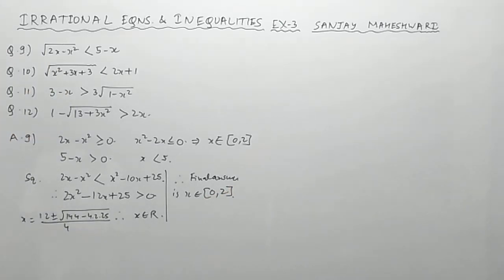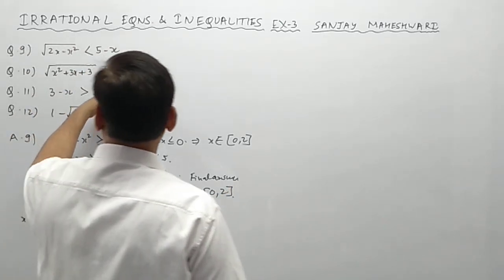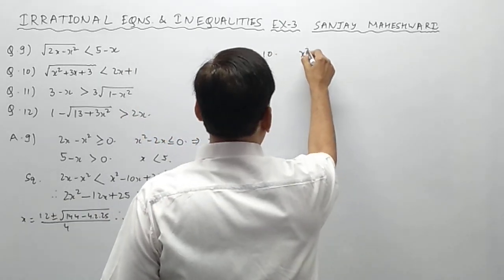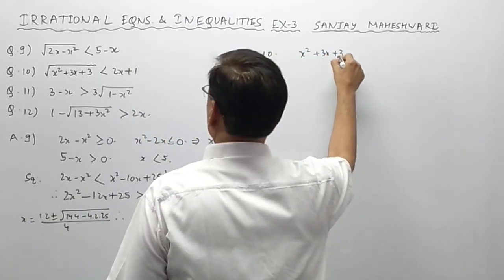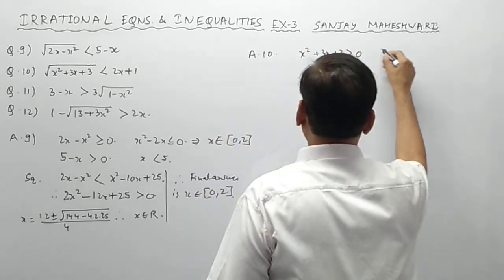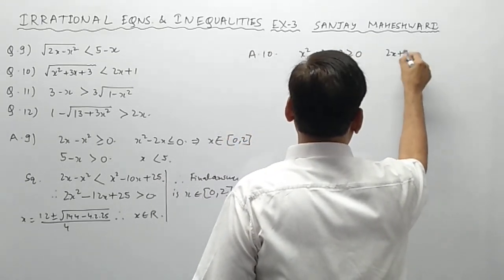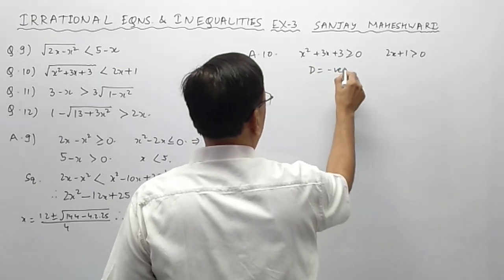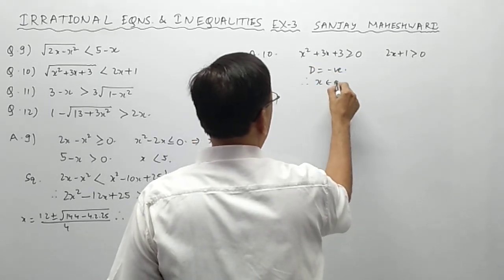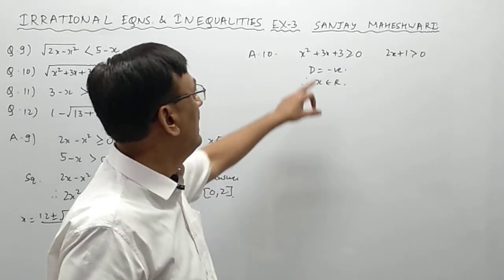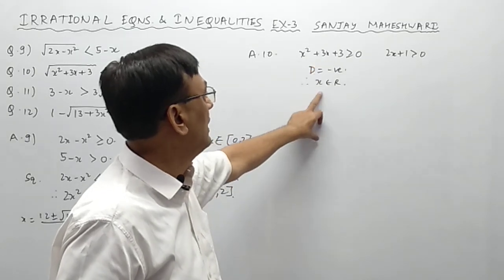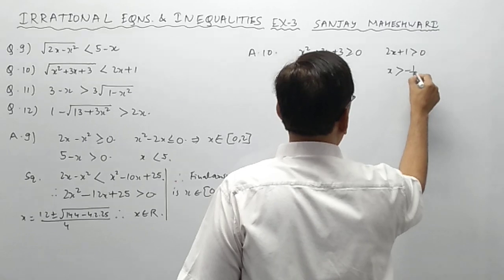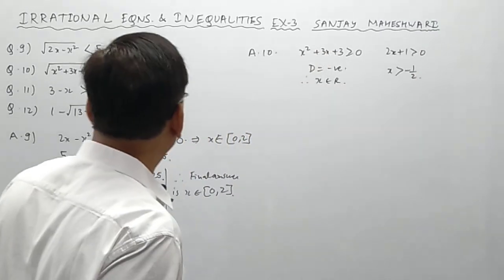Moving on to next question. This side is positive, so this should also be positive. Answer number 10. x square plus 3x plus 3 should be greater than equal to 0, and number 2, 2x plus 1 should be greater than 0. The discriminant is negative, therefore x belongs to R. You can see that discriminant is minus 3, so x belongs to R. For this we get x is greater than minus 1 by 2. Now we will start with the question itself.